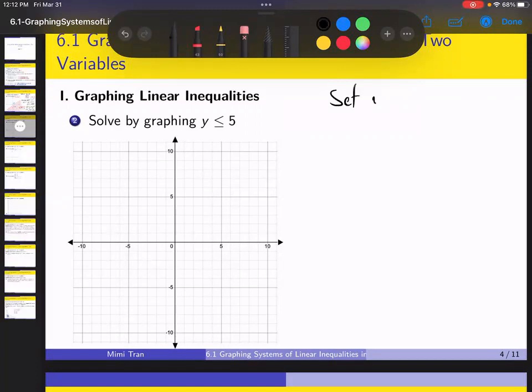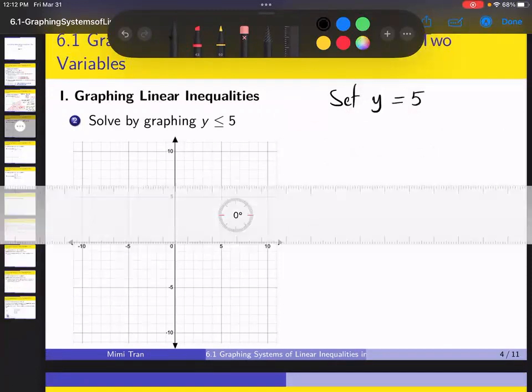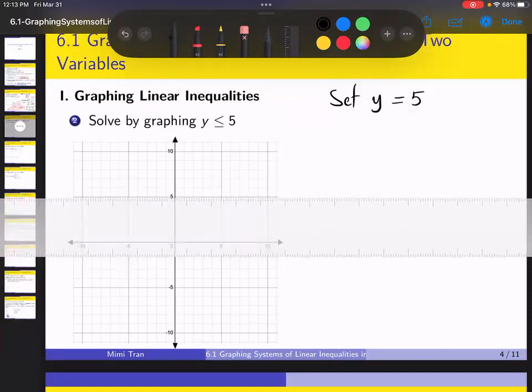So set y equal to 5. Every time you see an inequality, you set it equal first. What does y equal 5 look like? Yeah, horizontal, right? Y equal 5 is horizontal. Good. See, you're halfway done. Half of your credit is there. Just show me that.